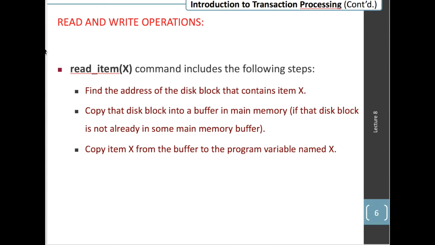Read and write operations. The read item X command includes the following steps. Find the address of the disk block that contains item X. Then copy the disk block into a buffer in main memory if that disk block is not already in some main memory buffer. Copy item X from the buffer to the program variable named X.